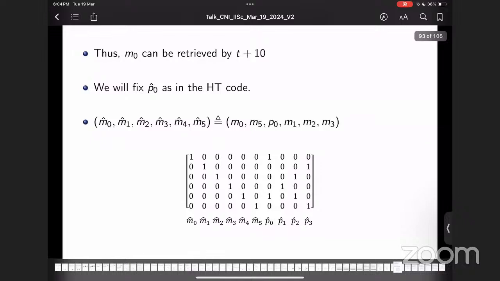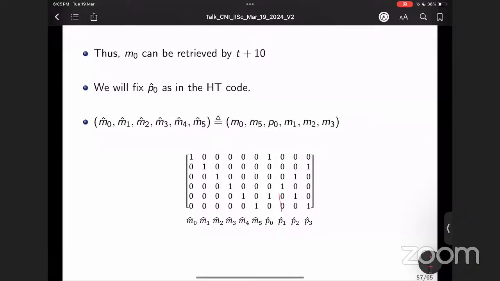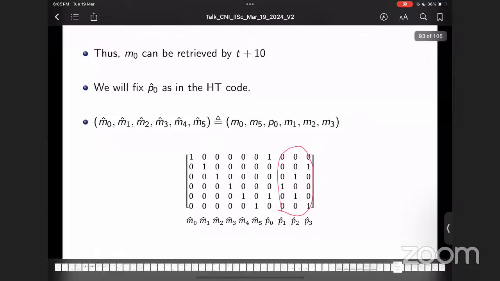So this is the code that I'm going to use. It's not purely an HT code, because these three columns I have changed. I have permuted them and I have made some ones zeros. So this is the code.